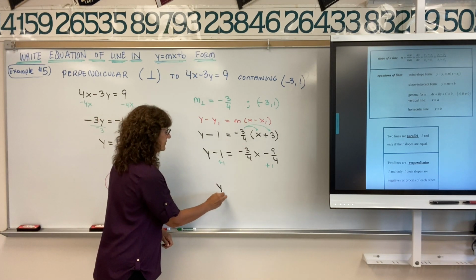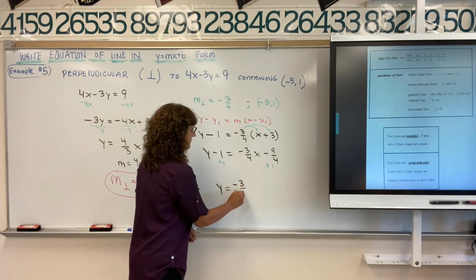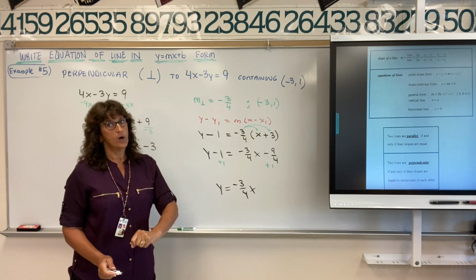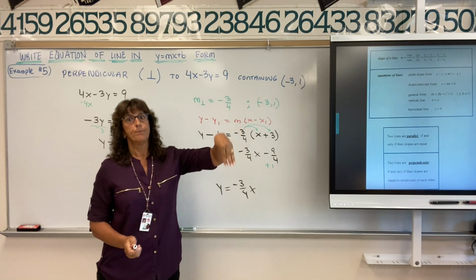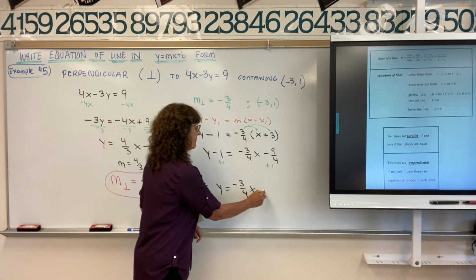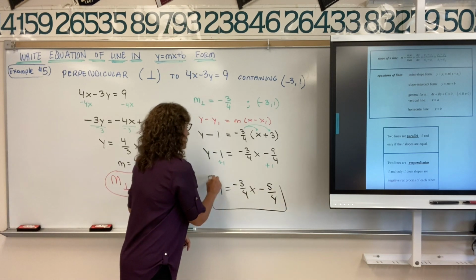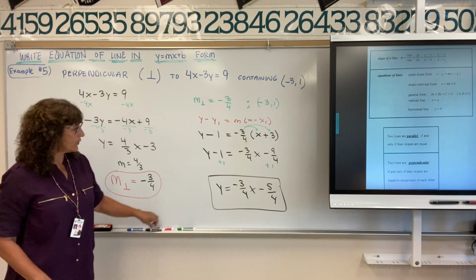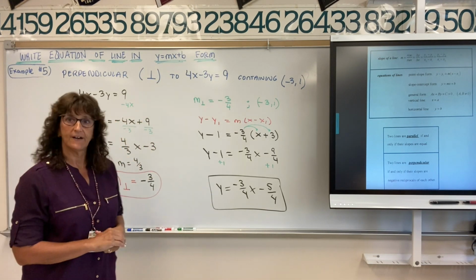y equals -3/4 x minus 9/4 plus 1. Get a common denominator, right? So -9/4 plus 4/4 gives you -5/4. And here we go. All right, so here is the equation in y equals mx plus b form satisfying the conditions for example 5.